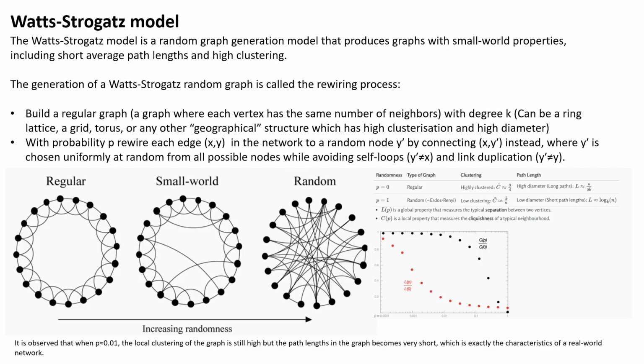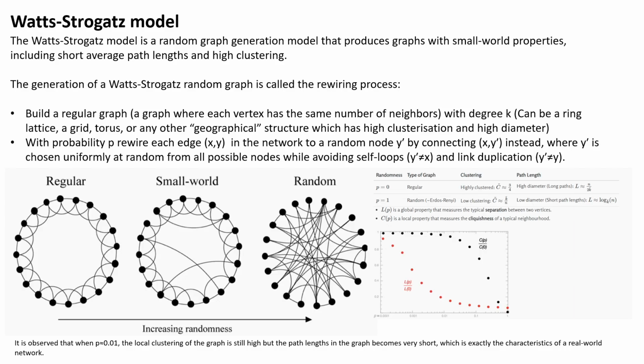After you have constructed this regular graph, with probability p you rewire each edge xy in the network to a random node y prime. So instead of xy, you make xy prime. And how do you choose this y prime? It is chosen uniformly at random from all possible nodes. Think of it as having a distribution, and you randomly pick a node from that distribution. That will be your y prime. So you rewire the connection from xy to xy prime.